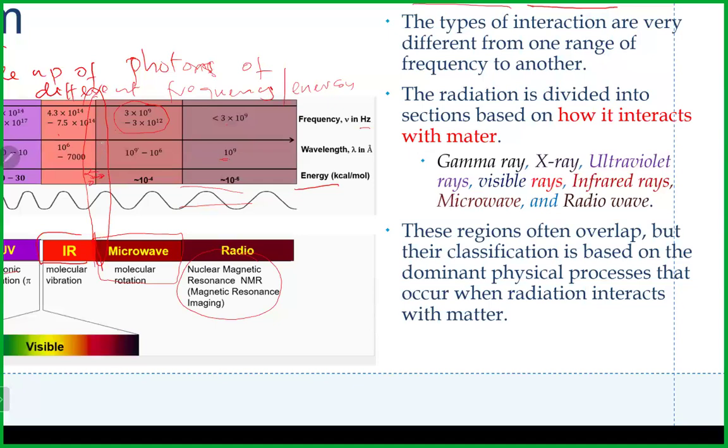So for example, at about 3.3 times 10 to 12 or 3 times 10 to 13, you can have both microwave rotation and bonding going on. But which one dominates? That's the one that will take place. Okay.